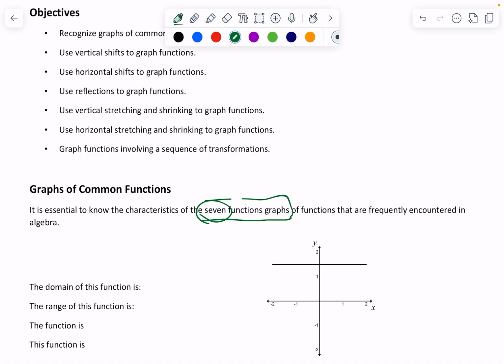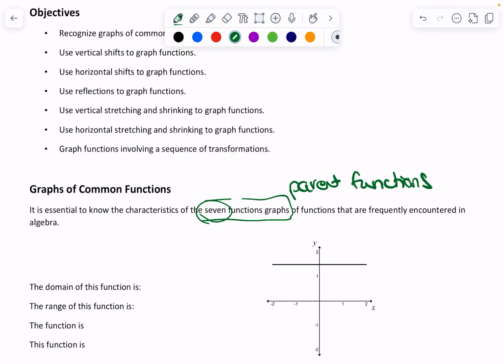These are called parent functions that we're looking at. We haven't shifted them anywhere. We're going to look at the shifting after we look at the seven basic functions first.